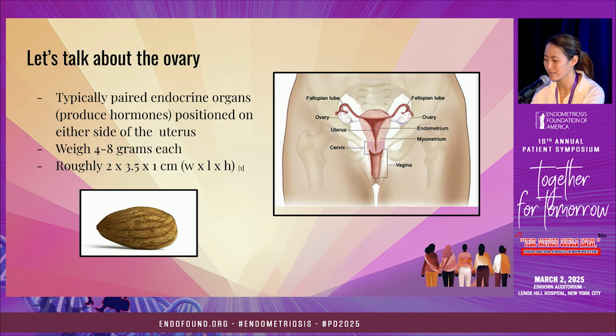Before we start with cysts, let's quickly talk about the ovaries. Remember, the ovaries are typically paired endocrine organs, meaning they produce hormones. They're positioned on either side of the uterus. They actually weigh only 4 to 8 grams each. These are normal ovaries, and they measure roughly 1 by 2 by 3 centimeters, so they're the size of almonds.